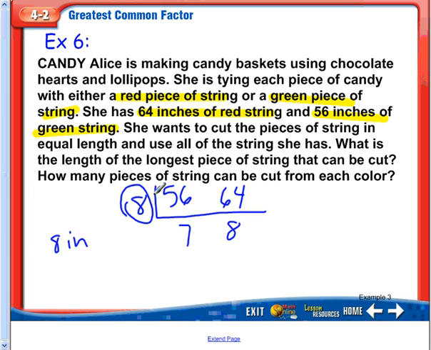So if I'm going to cut 8-inch long pieces, if I'm starting with 56 inches, I just look at the bottom of the L method, and I will be able to cut 7 pieces that are 8 inches long, because 7 times 8 is 56. So I need to look up here and find out what color that is. And we had 56 inches of green string. So I'll be able to have 7 green.